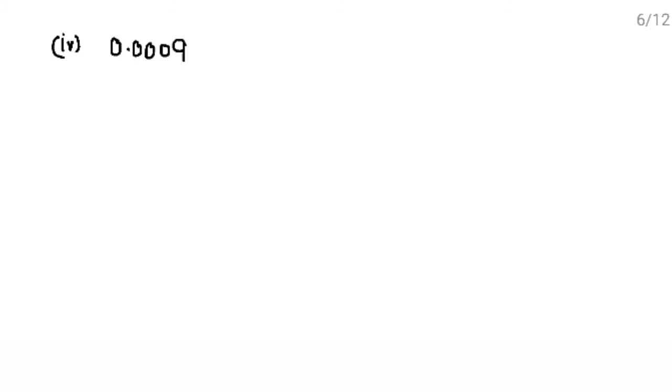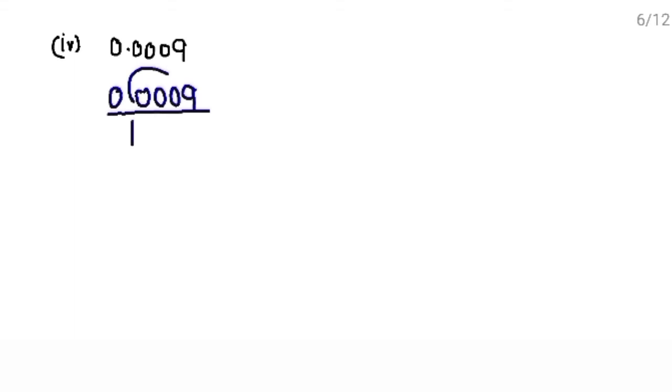Now the next part, 0.0009. Right? Firstly you will remove this decimal. We can also find the square root of decimal numbers, but you will study that in later classes. You will understand in upcoming classes how to find the square root of decimal numbers. For now, let's make it a normal fraction. Square decimal numbers can easily be changed into fractions.